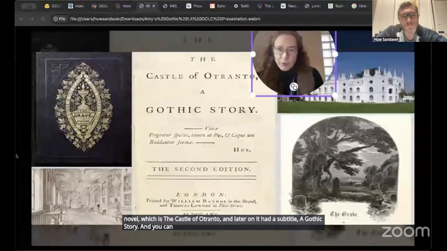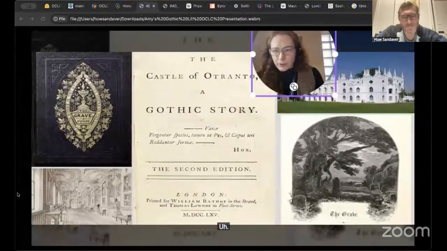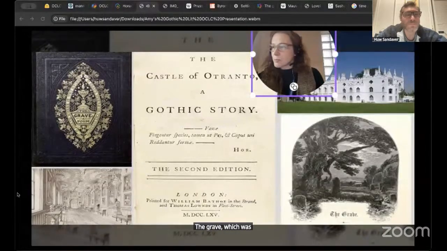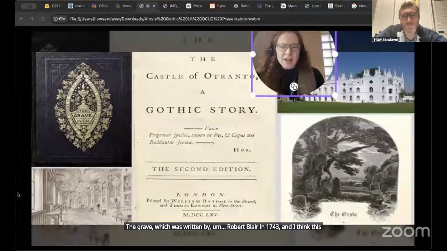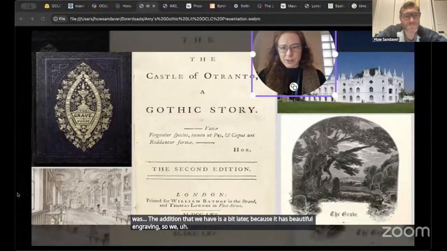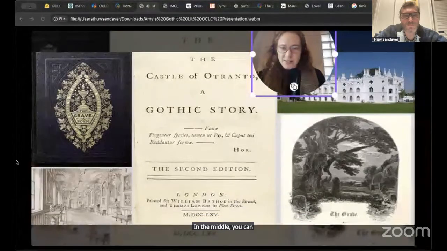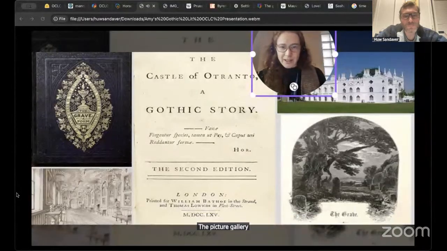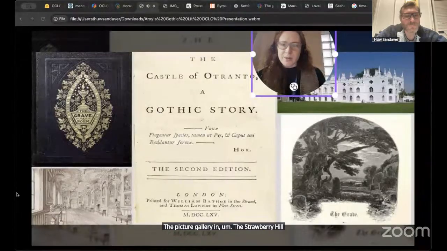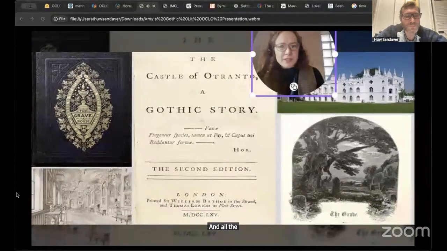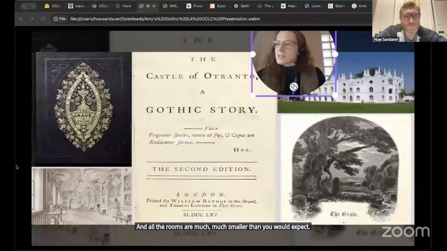And you can see in the top left there a beautiful cover from our own rare books collection of The Grave, which was written by Robert Blair in 1743. I think the edition that we have is a bit later because it has some beautiful engravings, so we digitized those for you. In the middle, you can see the title page of Castle of Otranto. And in the bottom left, you can see the picture gallery in the Strawberry Hill House, which is actually really beautiful. It's red and gold and it's dramatic. And all the rooms are much, much smaller than you would expect.